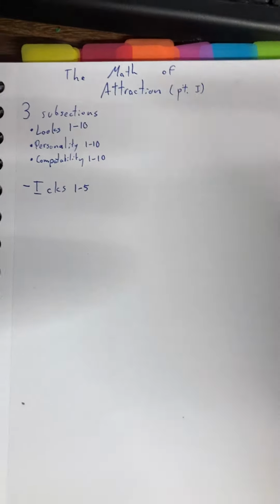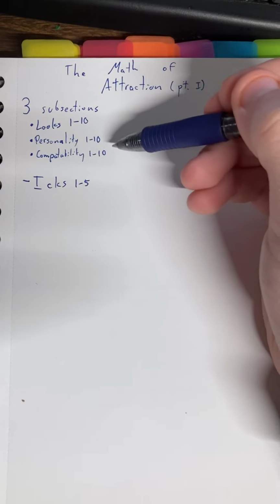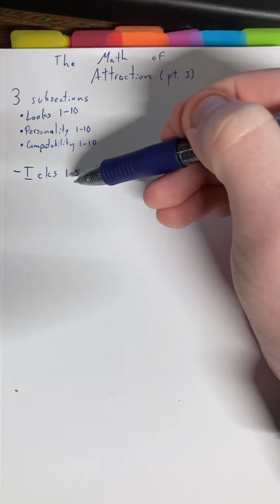I forgot to mention, but we're also going to have a detractor of X. What you're going to want to do is assign a point value of 1 to 10 to each of the three subsections, and then for X, you'll assign 1 to 5 points.